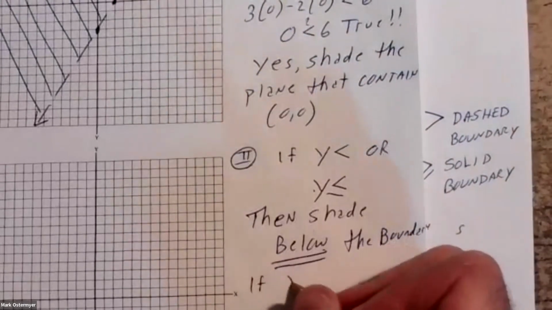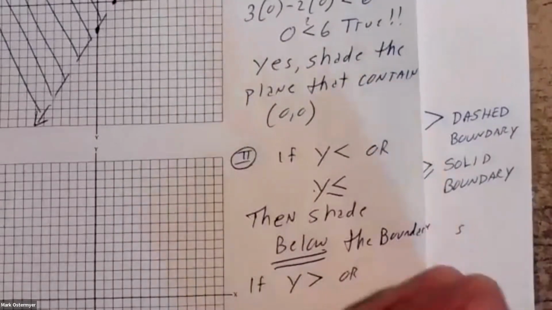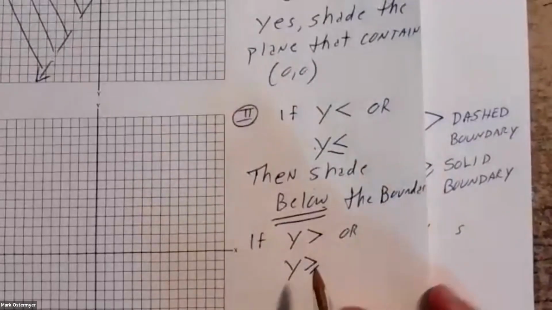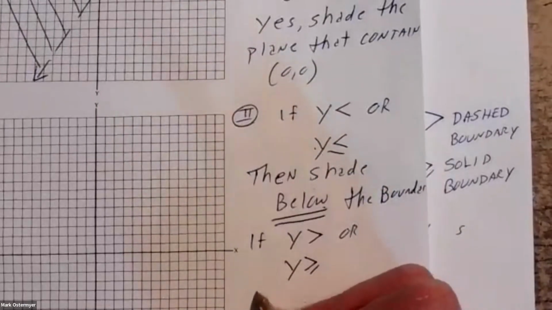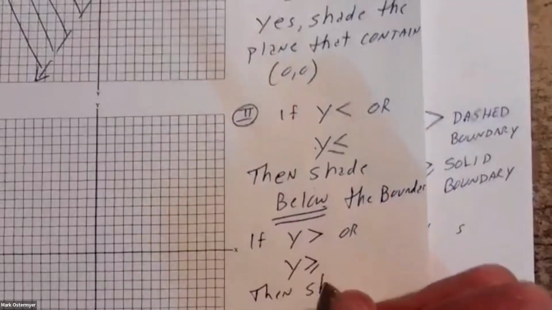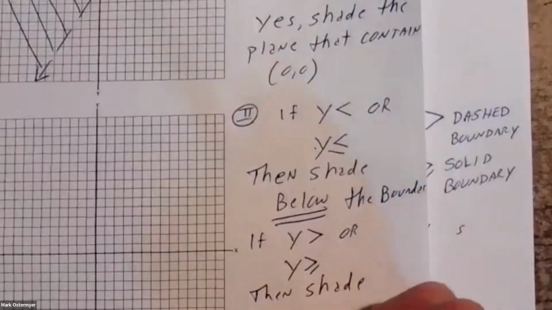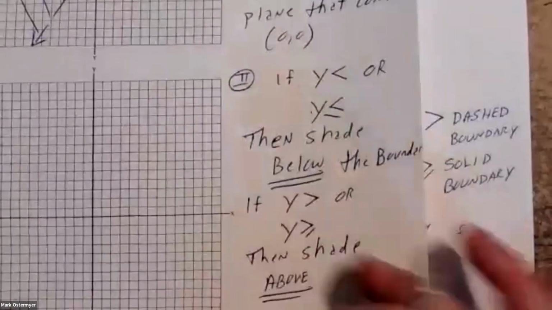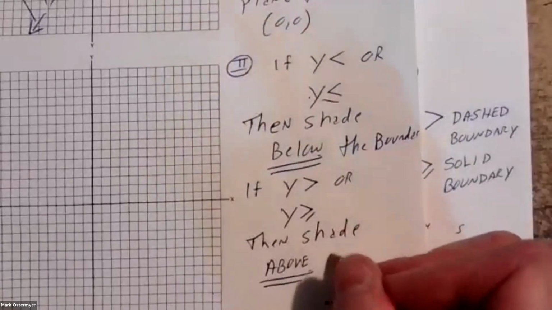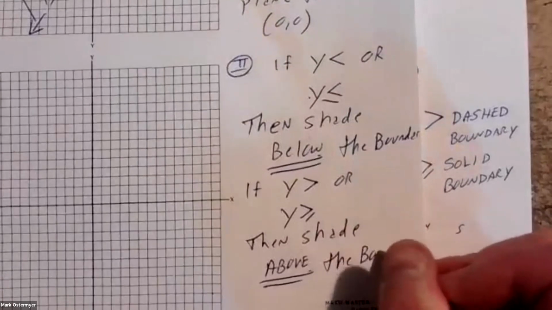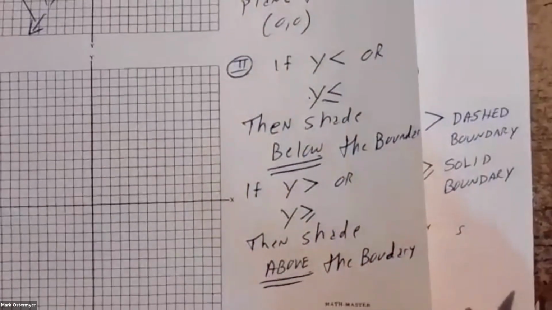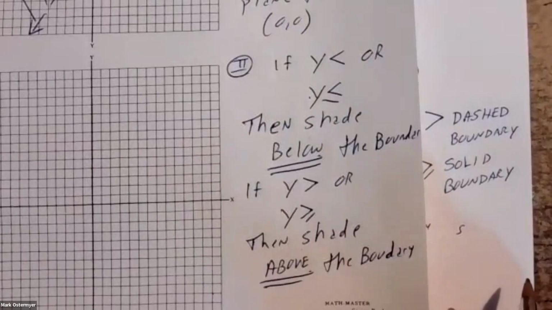But if y is greater than, or greater than or equal to, again with y on the left side of the inequality, in this case we would shade above the boundary. Okay, so that's another way to determine on what side of a line boundary to shade.